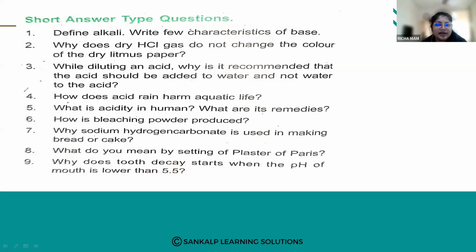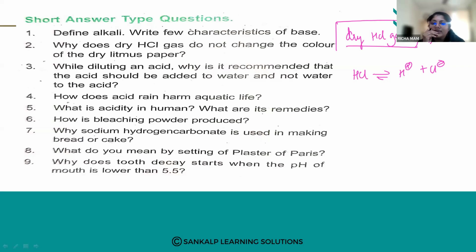Why does dry HCl gas not change the color of dry litmus paper? Dry HCl gas is not able to dissociate. If you take regular HCl in water, it will split into H plus and Cl minus ions, but whenever HCl is dry, it will not get dissociated and it will not give you hydrogen ions. A regular acid like HCl will dissociate.